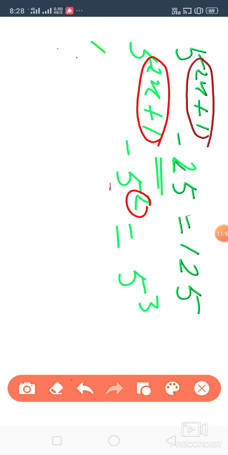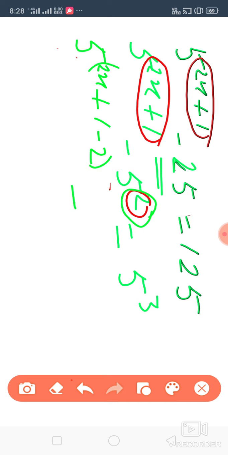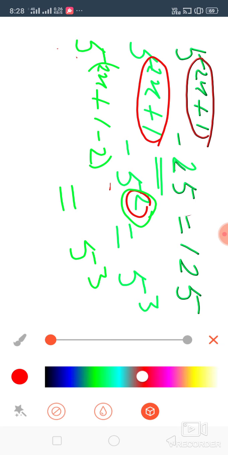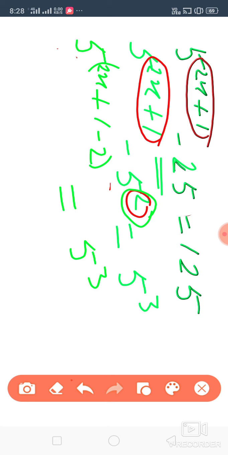So what will we get here? 5 to the power 2x plus 1, this is your m. Now what is your n? This 2, so minus 2. Overall this much exponent we are getting, which is equal to 5 to the power 3. Now in this 2x plus 1, 1 minus 2 gives minus 1. So overall we get 5 to the power 2x minus 1, which is equal to 5 to the power 3.